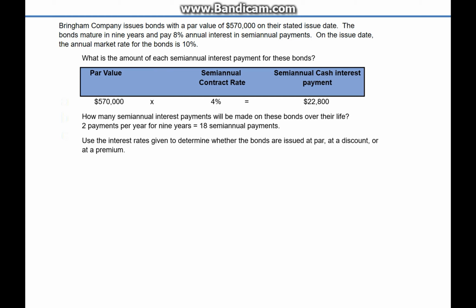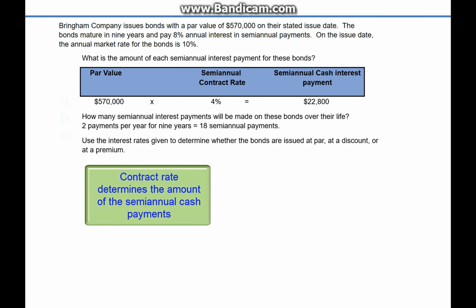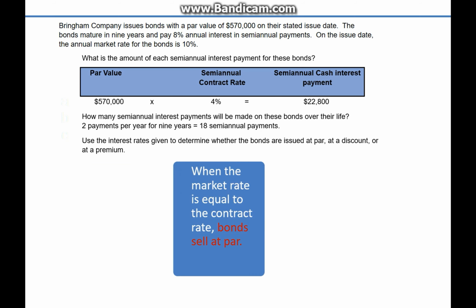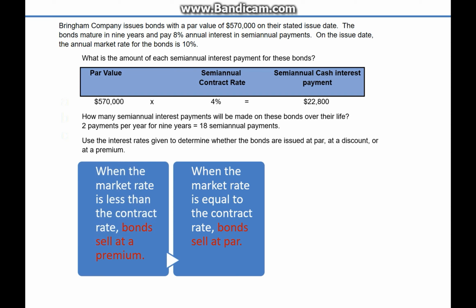Use the interest rates given to determine whether the bonds are issued at par, at a discount, or at a premium. There are always 2 percentages associated with bonds. The contract rate determines the amount of the semi-annual cash payments. The market rate determines how much an investor is willing to pay to receive those cash payments. When the market rate is equal to the contract rate, bonds sell at par. When the market rate is less than the contract rate, investors will pay more for the bonds.